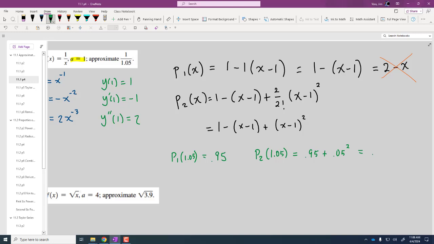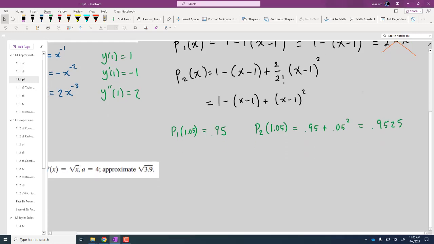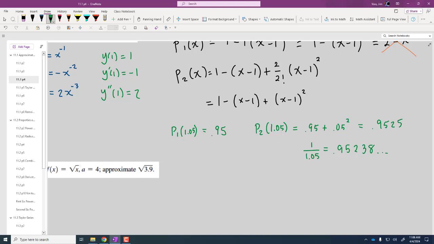So 0.9525. Oh, it is that simple. Okay. Oh yeah, so that's going to move the decimal two spaces. Yeah, gotcha. It's just hundredths to thousandths. So there's our approximation. And somebody else type into the calculator 1 divided by 1.05. What do we get when we type that in? So 0.95238, etc.